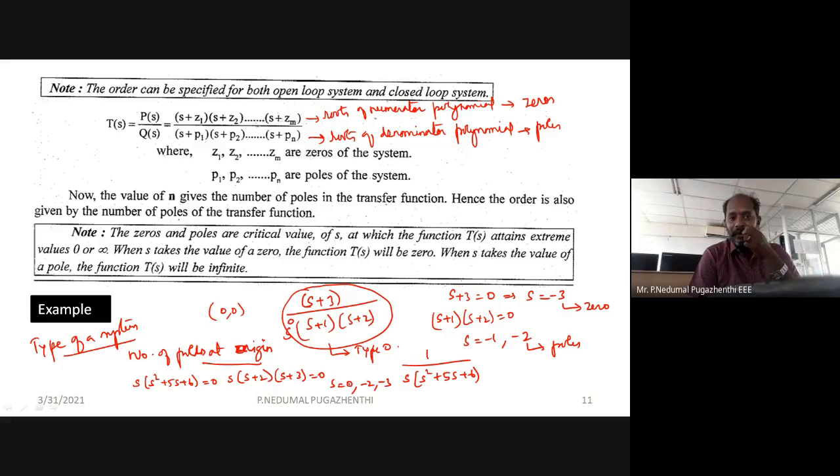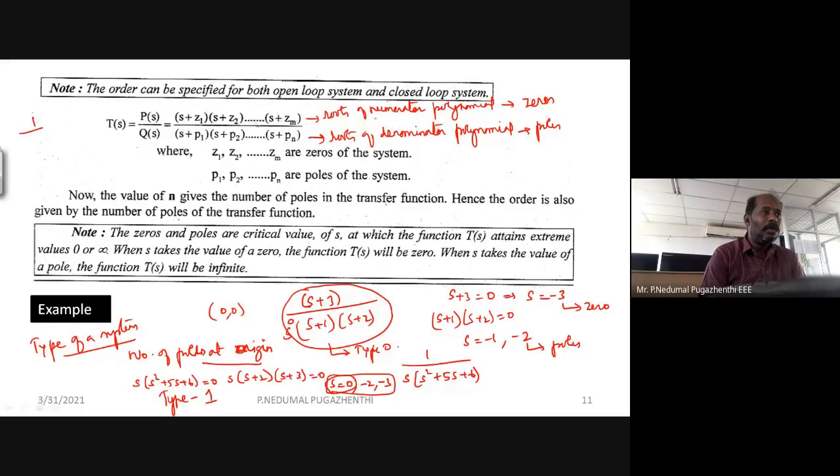How many poles are there at the origin in this example? For this particular example, s is equal to 0, comma, minus 2, comma, minus 3. How many poles are at the origin? Origin means 0, 0. Yes, there s is equal to 0. There is only one. So what system is this? Type 1. Type 1.